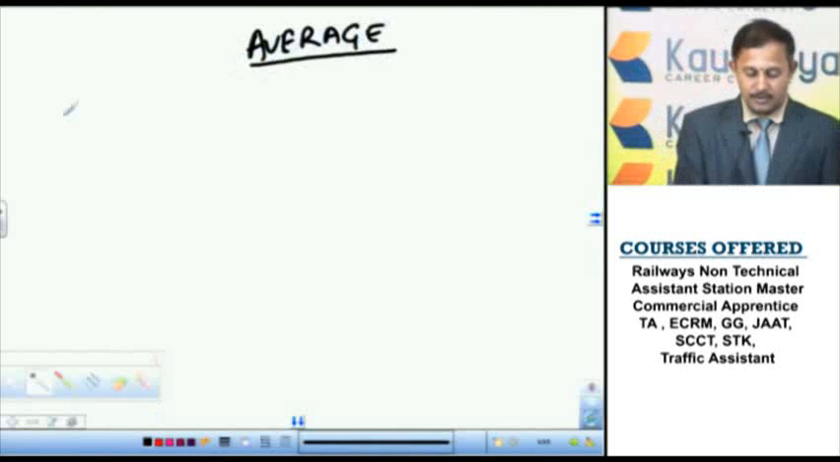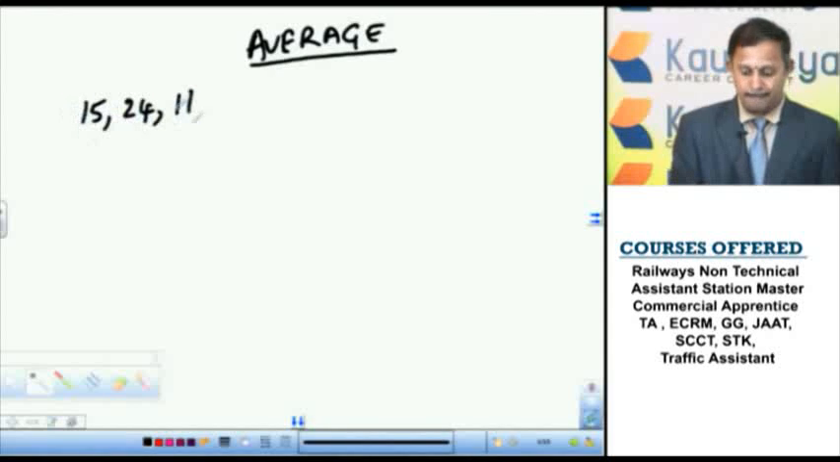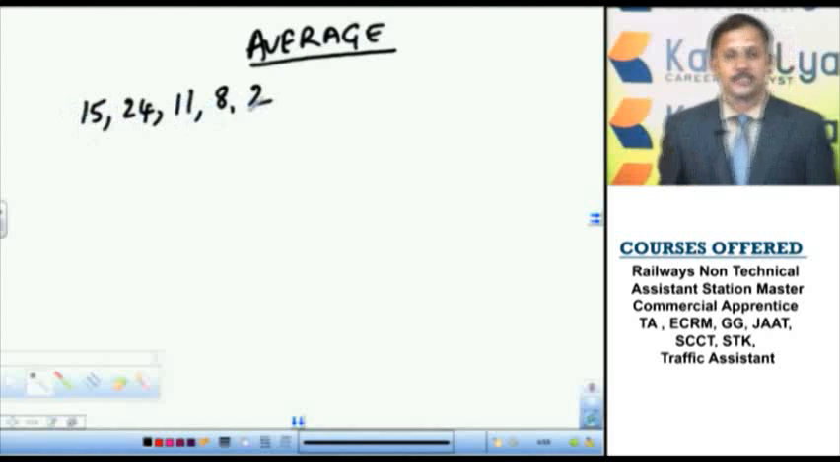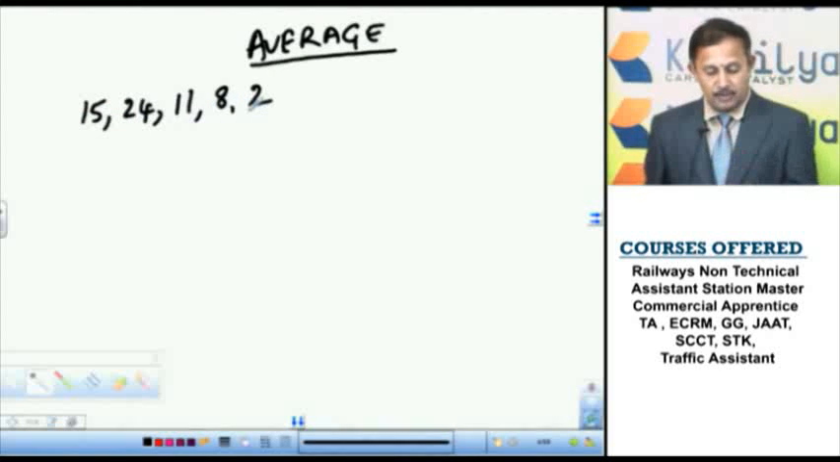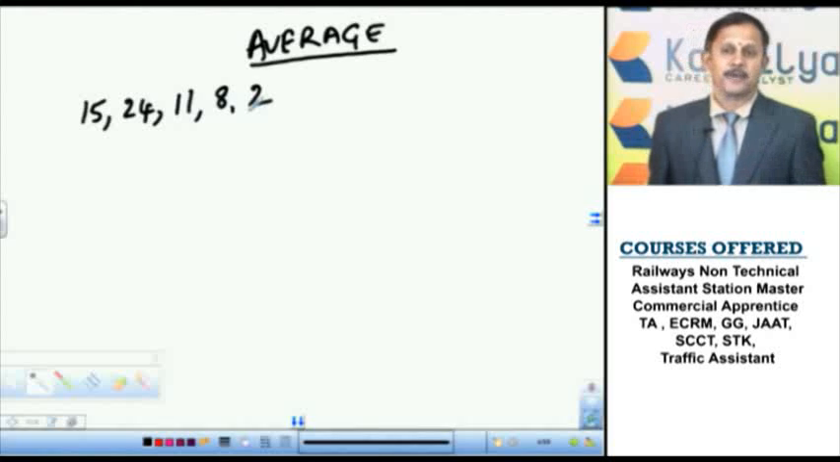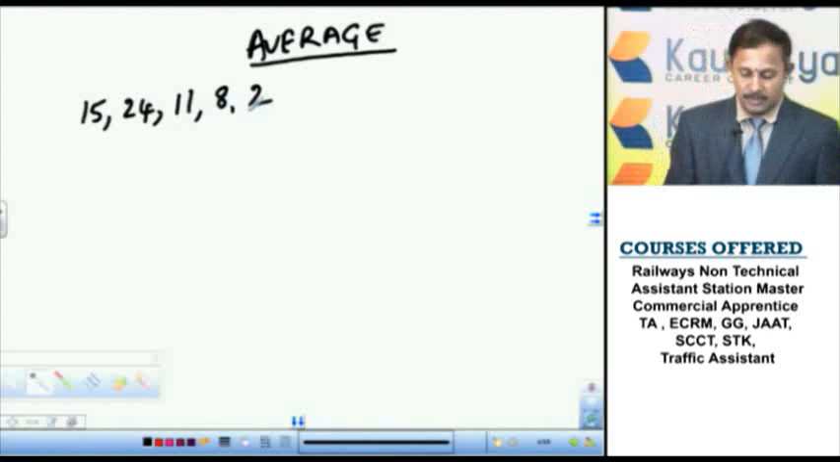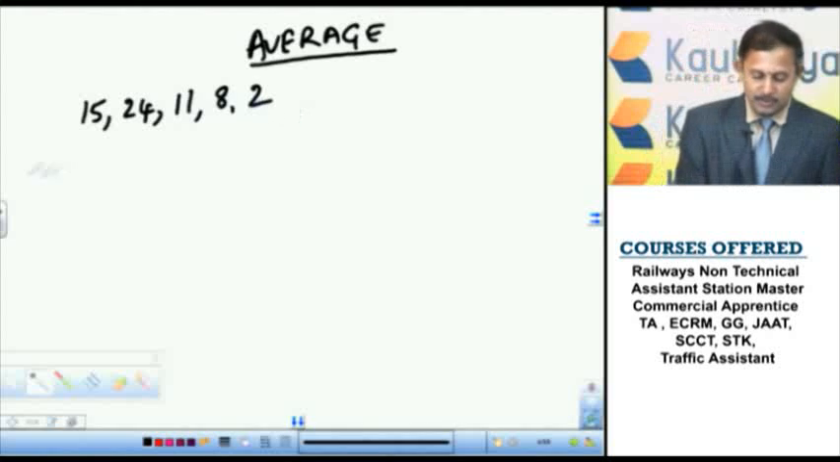Suppose 5 students got 15, 24, 11, 8 and 2 marks. So 15, 24, 11, 8 and 2. These are the marks obtained by 5 students. Suppose, how do we find the average mark obtained by all the 5 students?